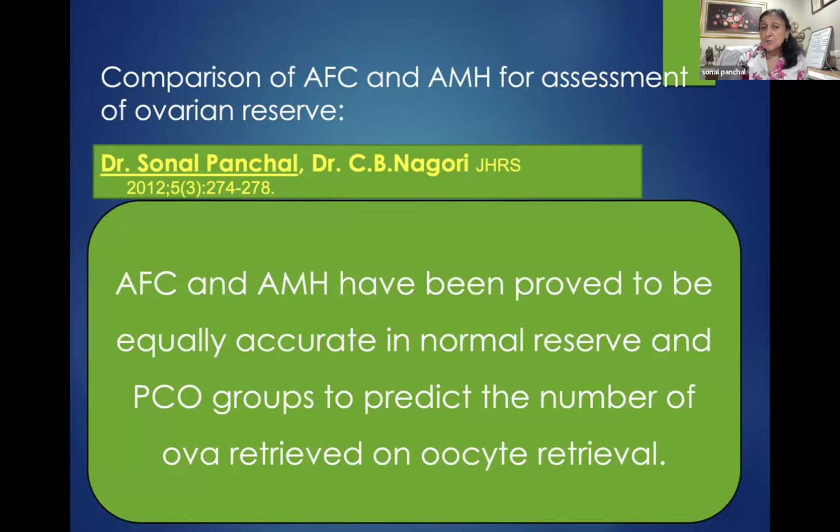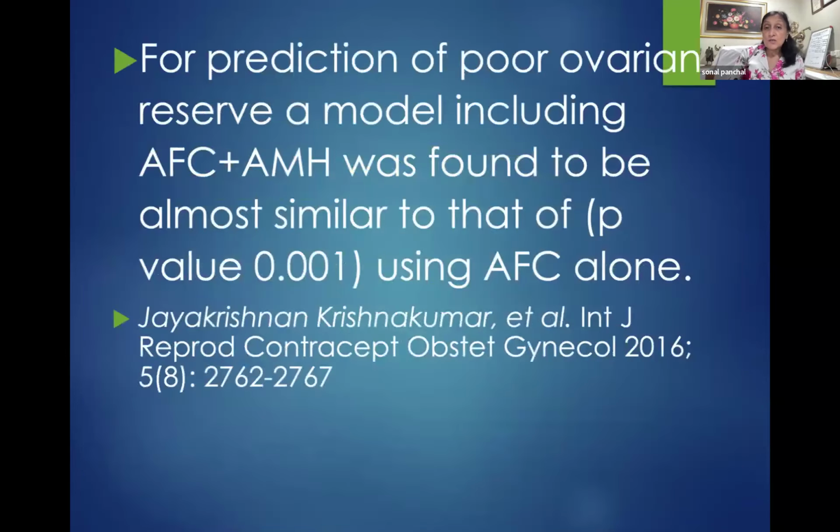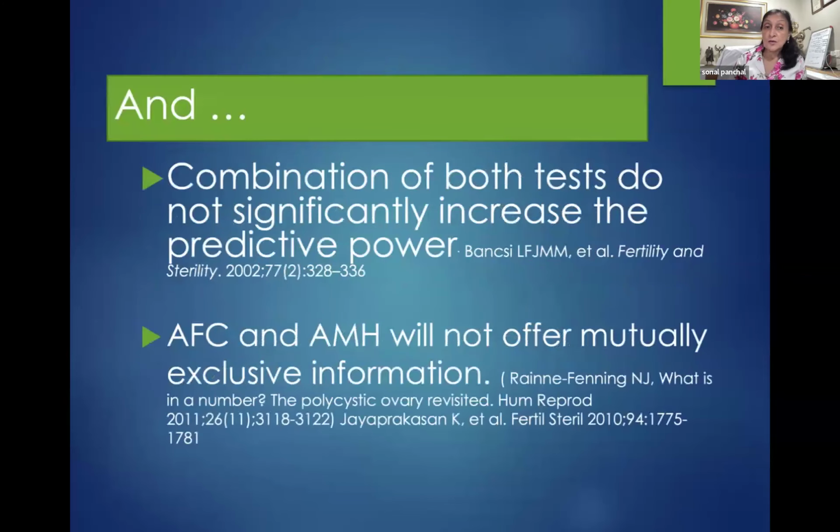AFC and AMH have been proved to be equally accurate in normal reserve and PCO groups. That was, therefore, the conclusion out of that study. In another study by Jayakrishan, it was shown that for the prediction of poor ovarian reserve, a model including AFC and AMH was found to be almost similar to that of using AFC alone, and the combination of both the tests does not significantly increase the predictive power. AFC and AMH will not offer mutually exclusive information.